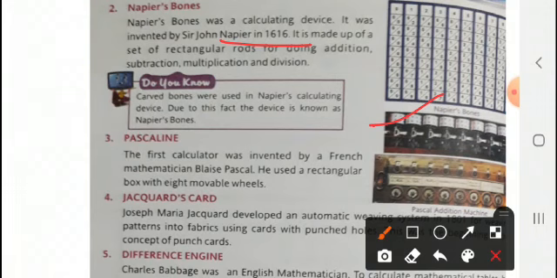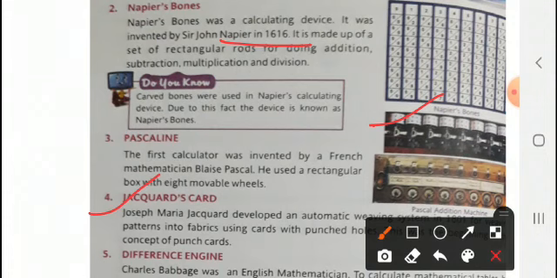Okay. Then Jacquard's card. There is a question also about Jacquard's card. Joseph Marie Jacquard developed an automatic weaving system in 1801. For what purpose was it used? For weaving patterns into fabrics using cards with punched holes. This was the beginning of the concept of punched cards. I explained this to you very well, and this is your answer also. Very important thing: what is the use of Jacquard's card? It is used to weave patterns into fabric with the help of cards with punched holes.